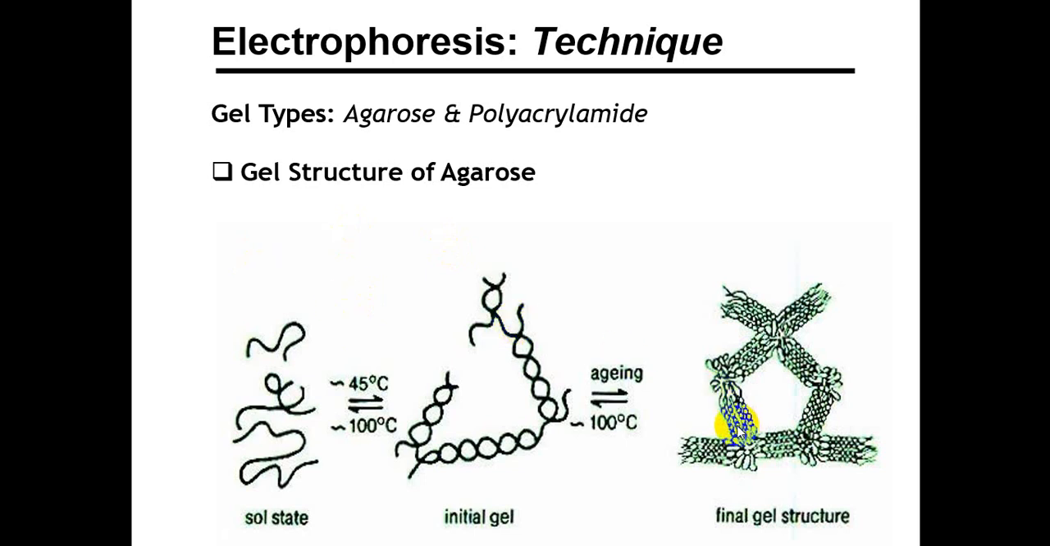The gel, at a very high temperature, is in a liquid or soluble state. So soluble state at 100 degrees. So when you cool it to 45 degrees, it becomes what? Solid. Then after becoming solid, when you let it remain and stand and cool more, it becomes very solid, fibrous. And this is the structure of what? Agarose gel. So this is the structure of agarose gel.